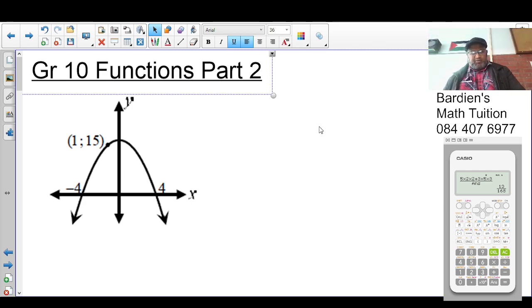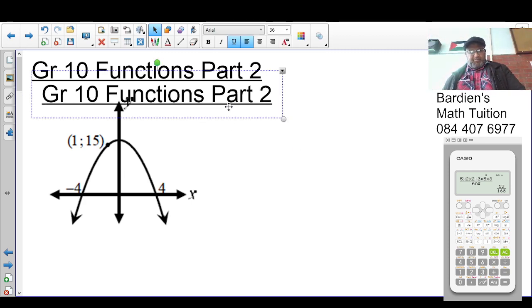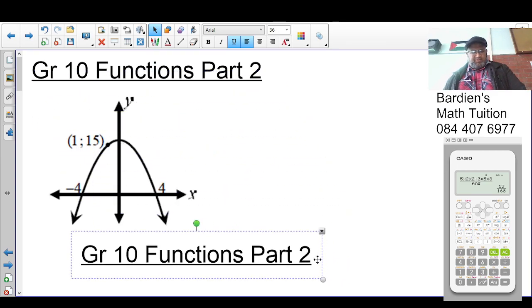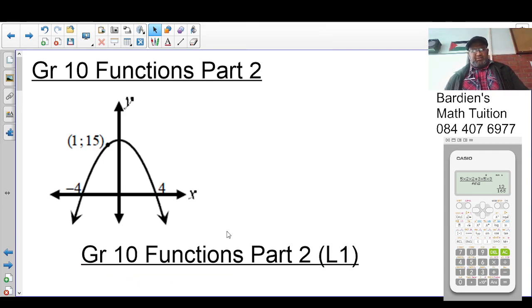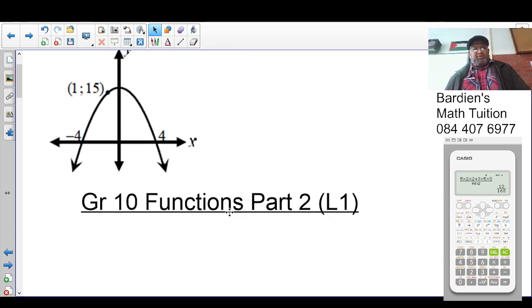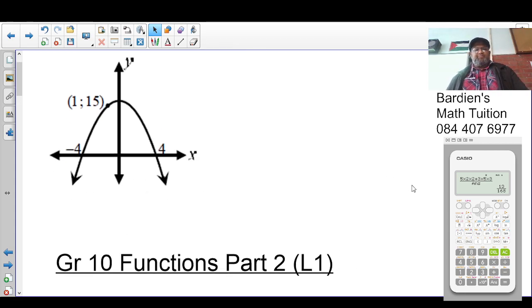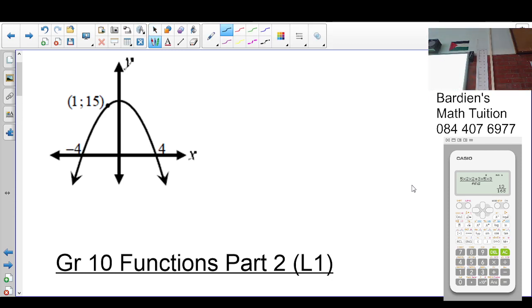Let's call this part basically lesson 1 on this. The question says determine the equation of this parabola. We know that the standard form of a parabola will be in the form of y is equal to a(x minus p) squared plus q. Now normally that equation is given to you.